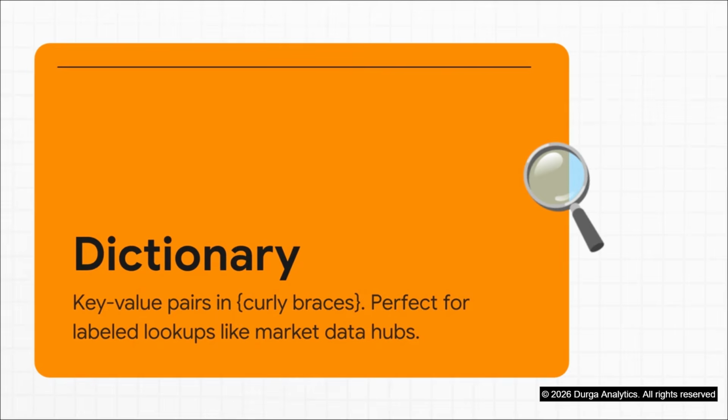Now, while we are mainly focusing on those 4 core blocks, a dictionary is your essential 5th tool. Think of it as a labeled lookup using curly braces. Where a list asks, what is the 3rd item? A dictionary asks, what is the value named X? This perfectly handles market data. For instance, you might have a key named TTF for the Dutch gas hub, pointing to a specific price value. In fact, a forward curve is essentially just a giant dictionary mapping future delivery dates to prices.